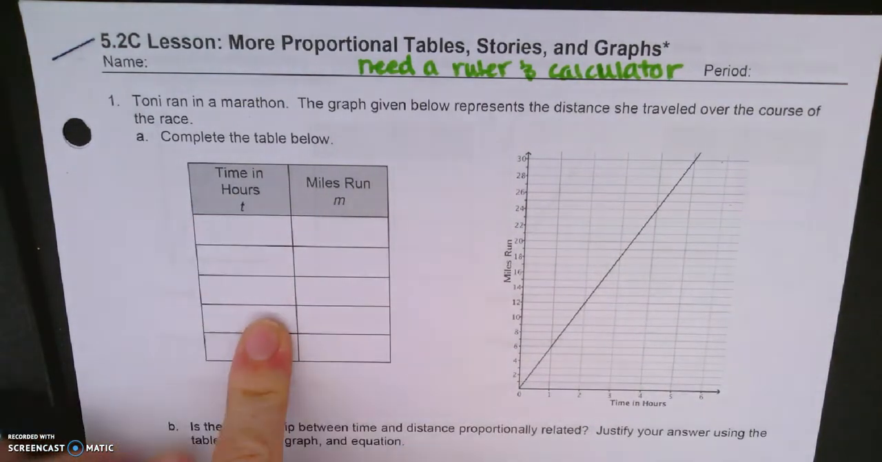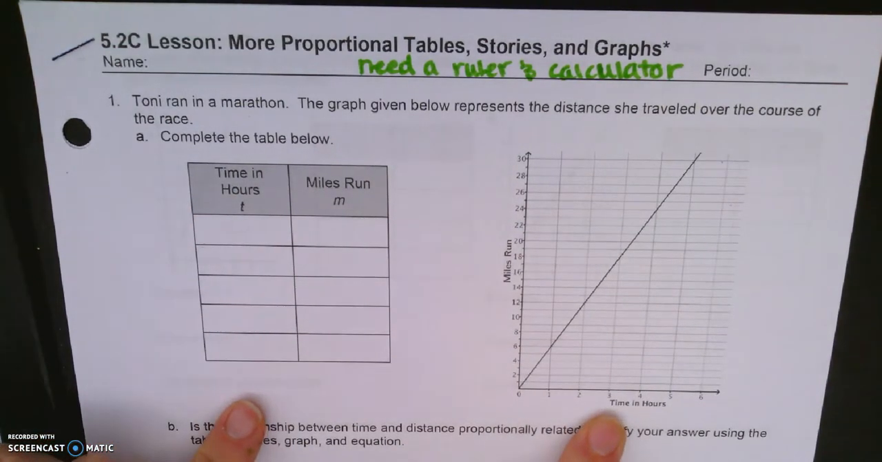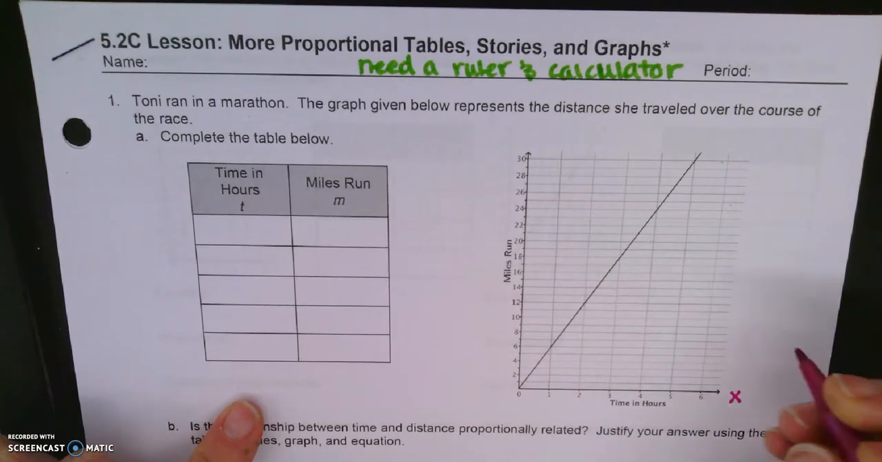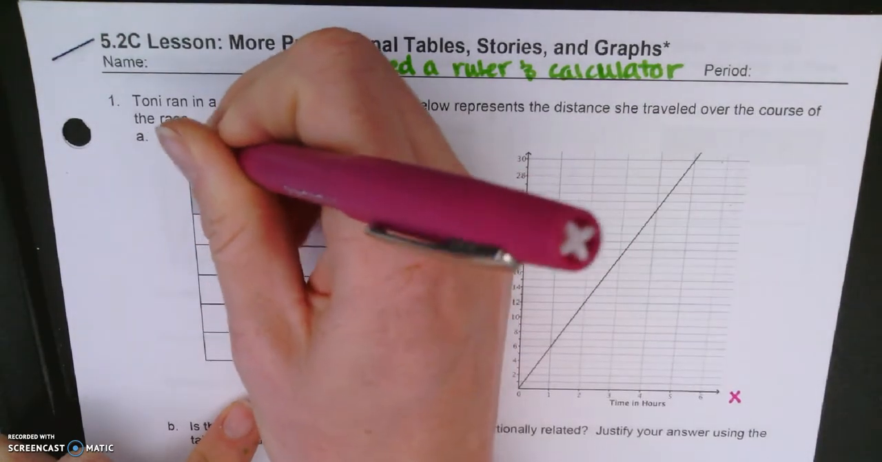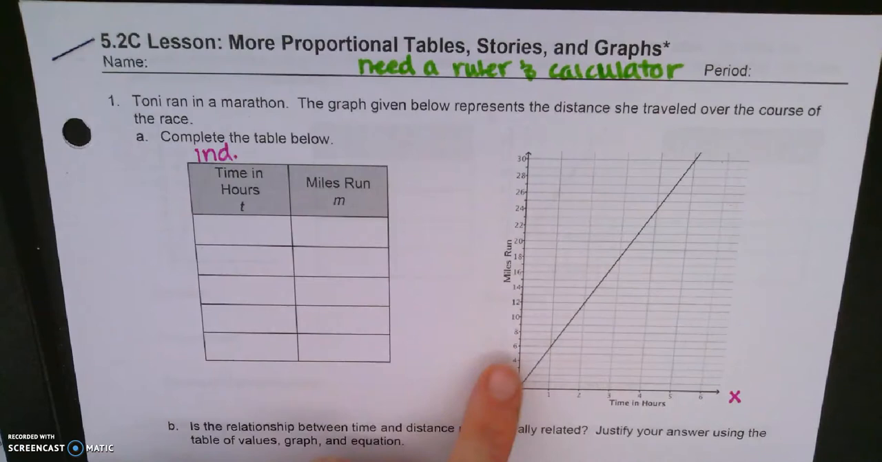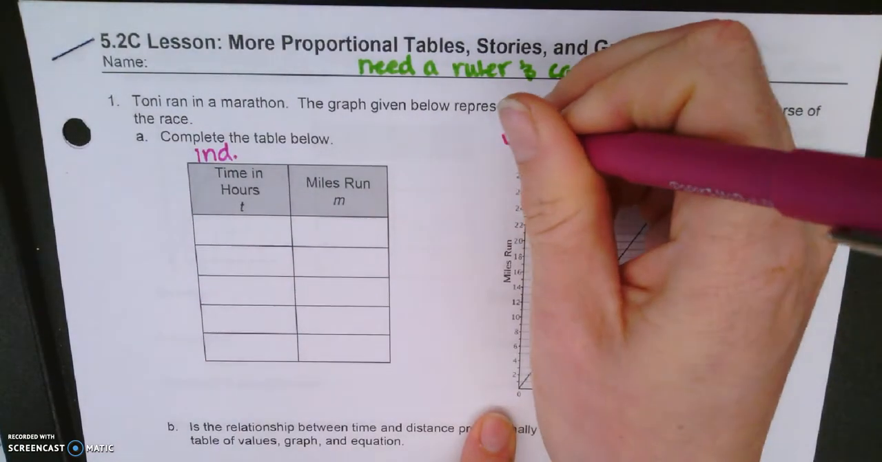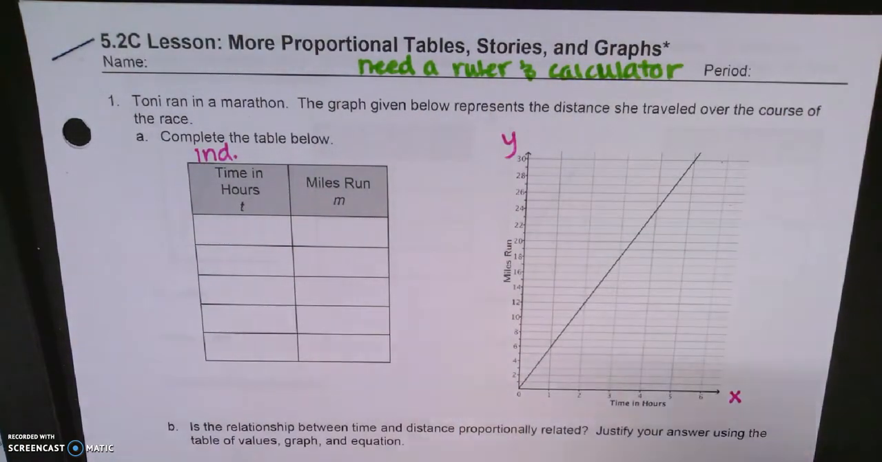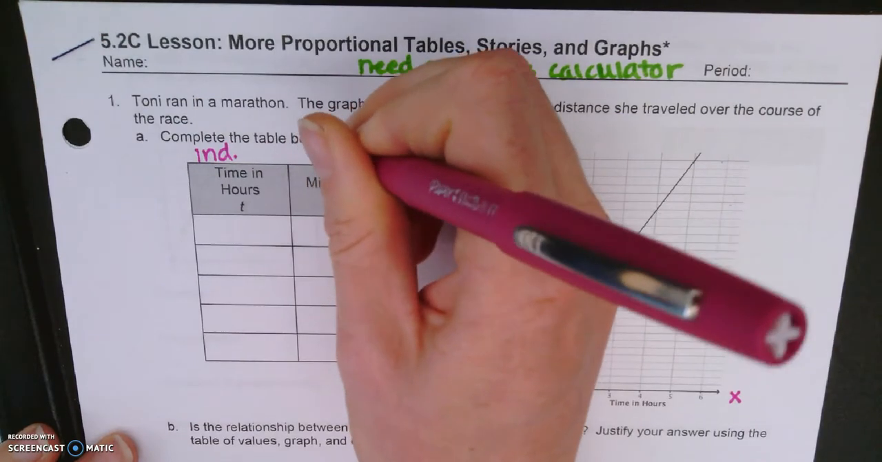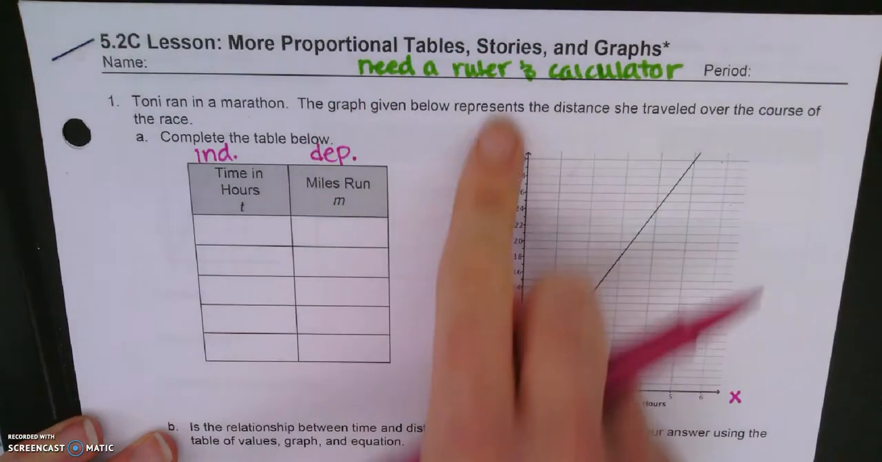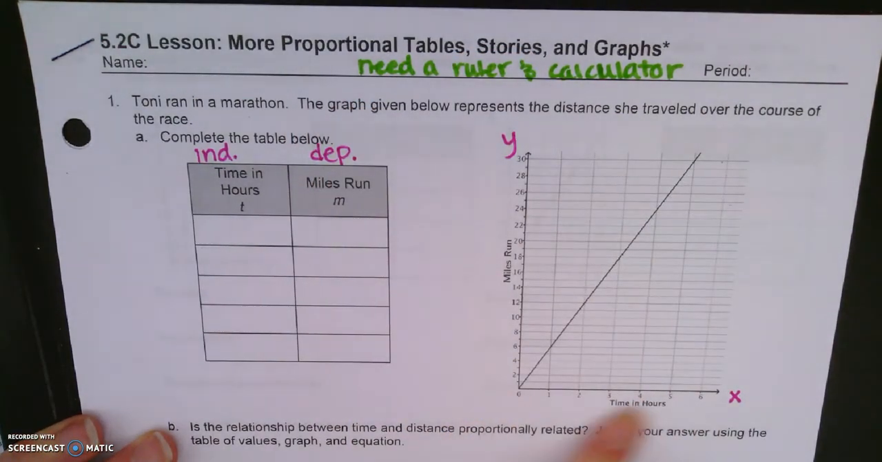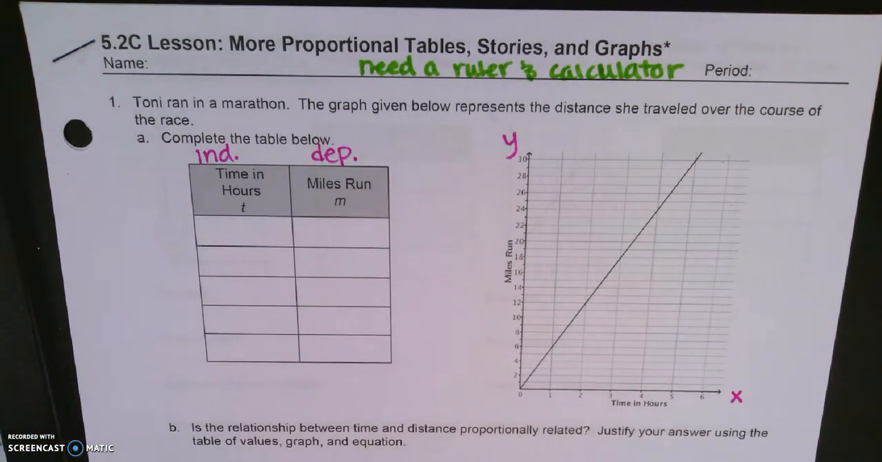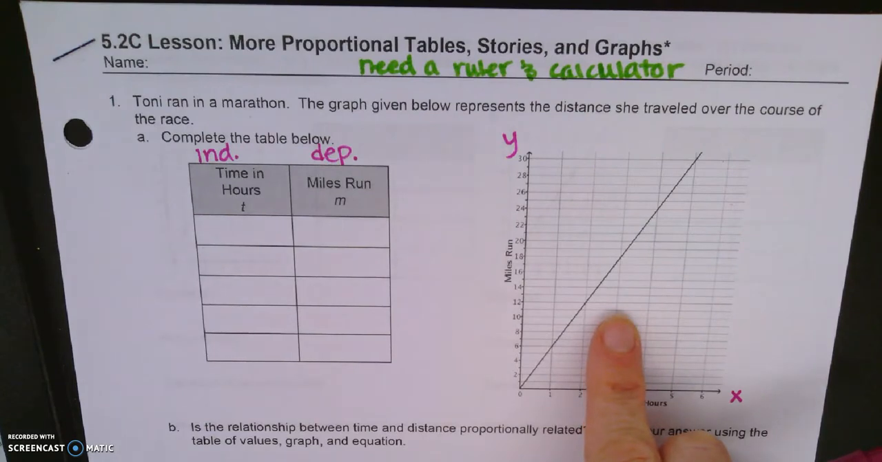Notice time in hours t is on the x-axis. So those are our independent variables. And our miles ran, y to the sky, on the y-axis. So that means that's dependent. The miles we run depends on how much time we ran for. So let's see if we can use this graph to pull some points.